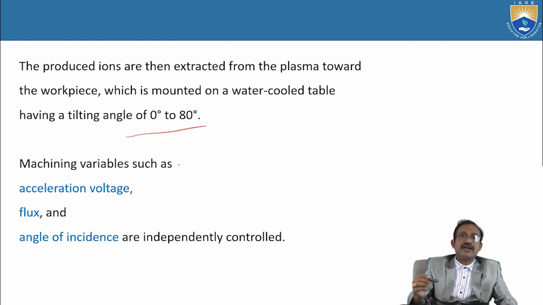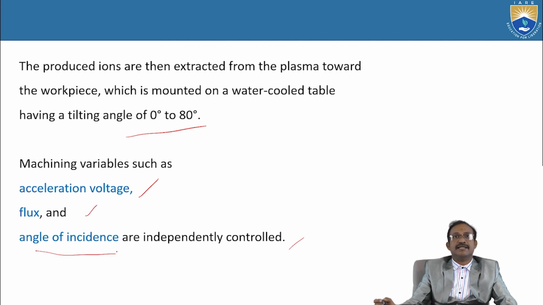Next, machining variables such as acceleration voltage, flux and angle of incidence are independently controlled. So what are the machining variables? Acceleration voltage, flux, and angle of incidence. Okay, right.